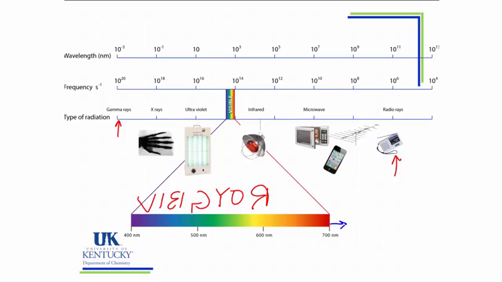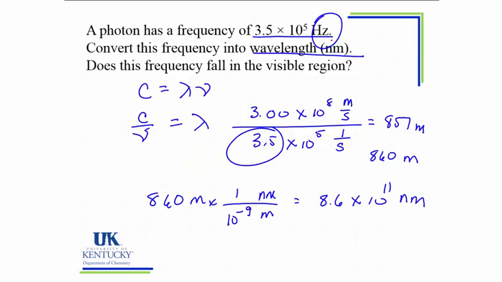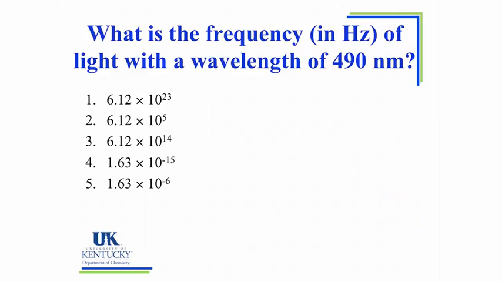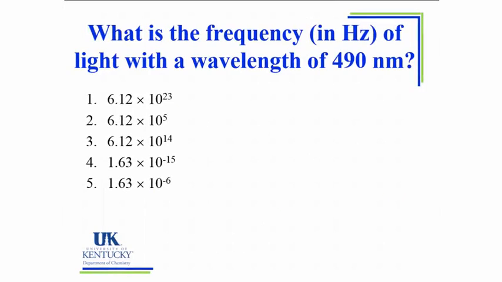860 is just a little bit beyond here. But that's in nanometers. What we're dealing with is a frequency over in this region, and that is a radio wave. So definitely not in the visible light, but it is in the radio wave region. You get to try one here, and you're going to determine the frequency given that it's 490 nanometers.